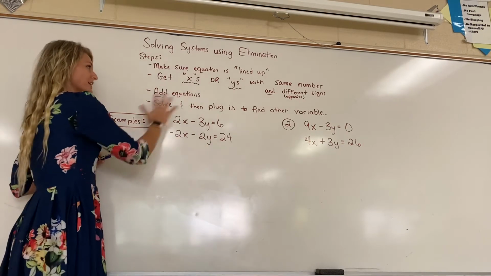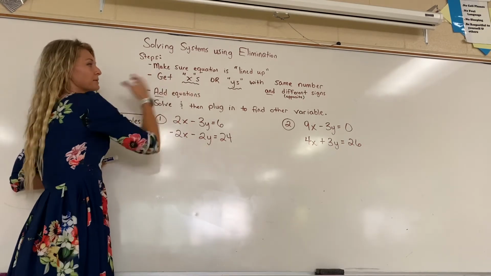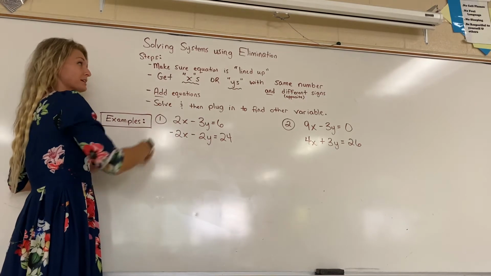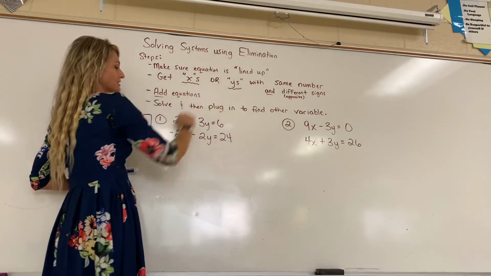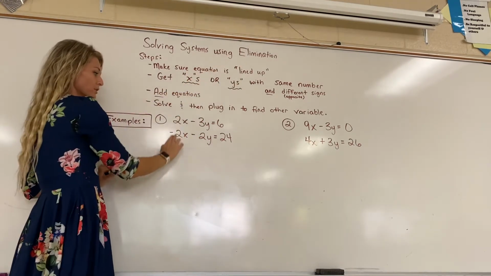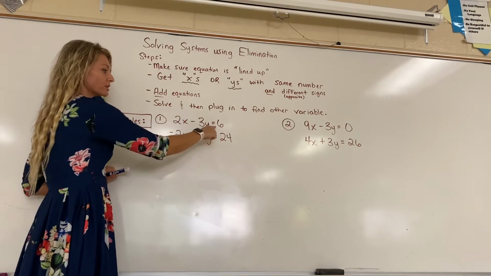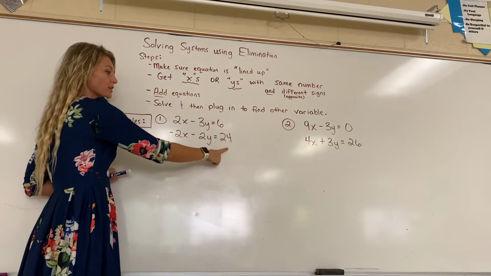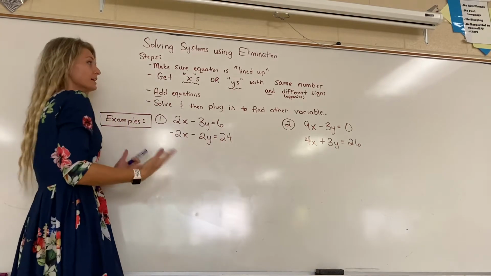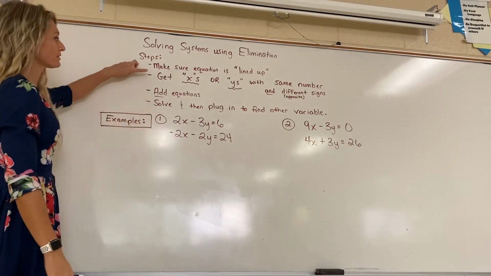If we were looking at an example, I'm going to start by making sure that it's lined up. If I'm using elimination, it has to be lined up. I'm looking at my x's over each other, the y terms over each other, the equals over each other, and the constants over each other. That's good, so I don't have to worry about that step.